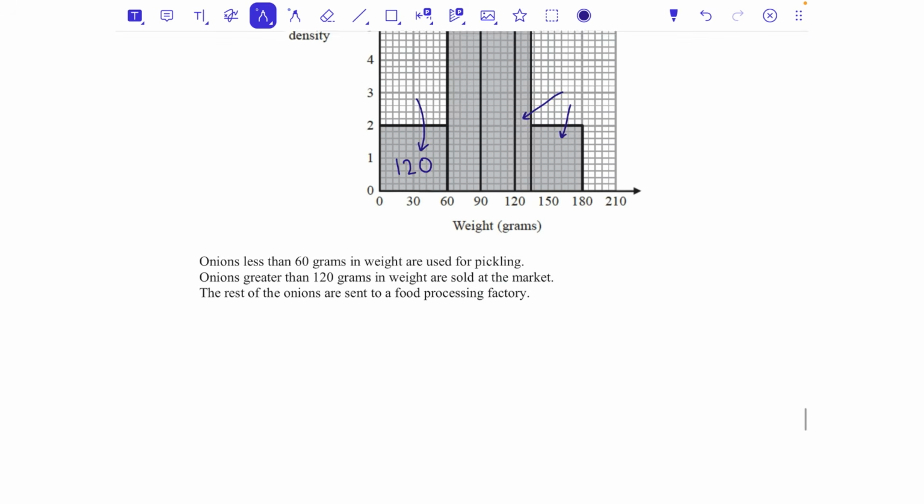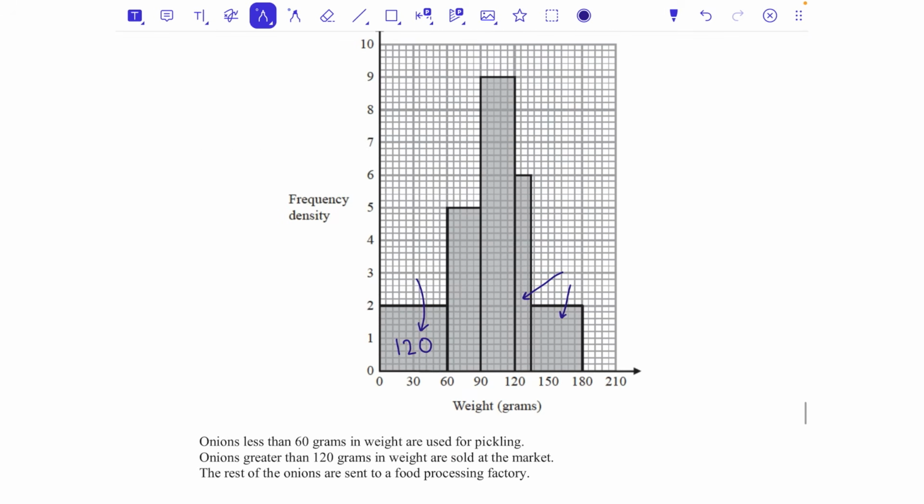Okay, so we just need the proportions here. So let's get the values. So the area is base times height. These are all rectangles. So for this next bar here, I've got 30, that's my width, times 5, so 150. For the next one, I've got 30 times 9, which is 270. For this bar here, it's going from 120 to, what are we going up in here? 1, 2, 3, 4, 5 squares is 30. So we're going up in 6s per square, yeah, that makes sense.